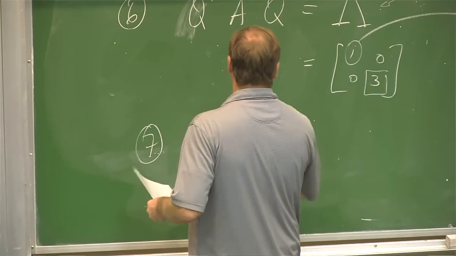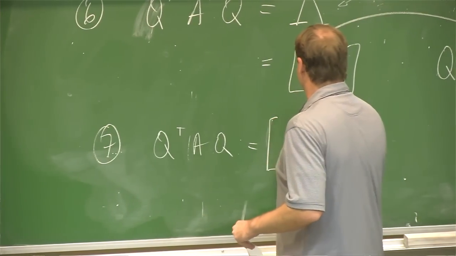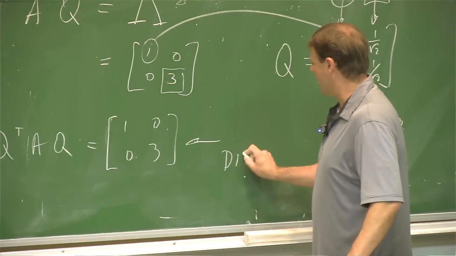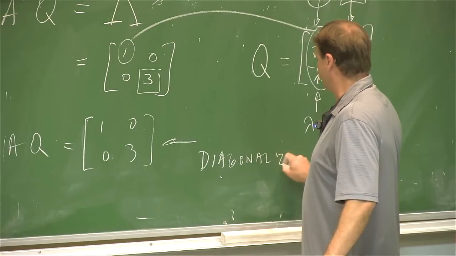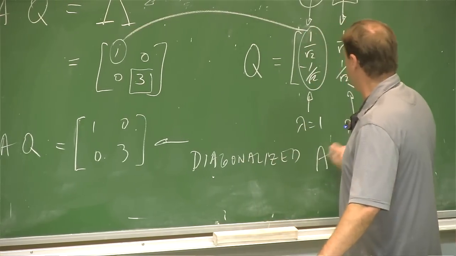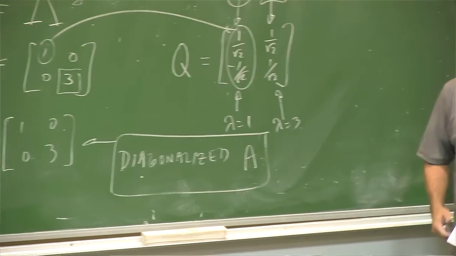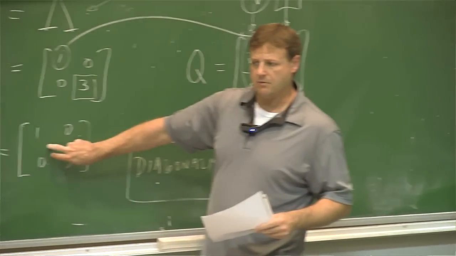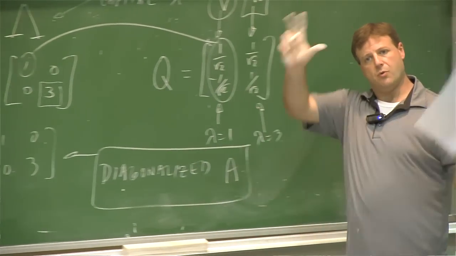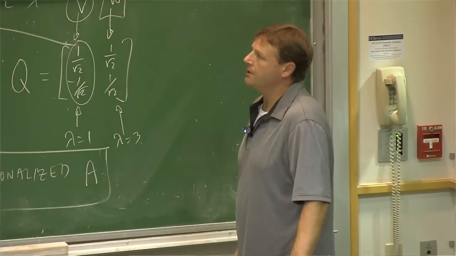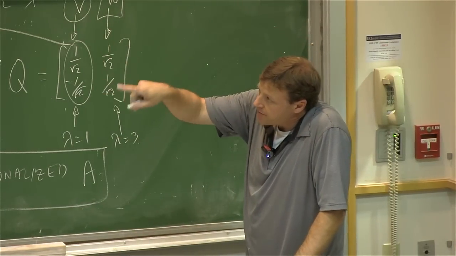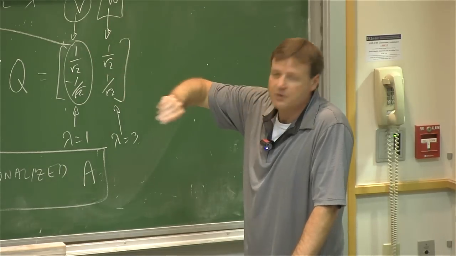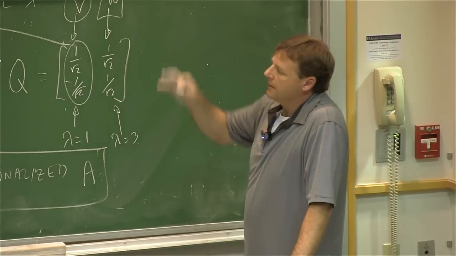So Q transpose A Q is what's called the diagonalized A. Essentially it's like the essence of A. A behaves like this matrix does when you look at that rotated axis. So what you need to do is go through each step here: first find the eigenvalues, practice that, then practice the eigenvectors, and once you get those two, everything's sort of mechanical and you just put it in the matrix.